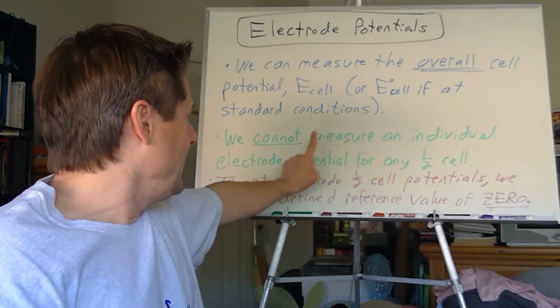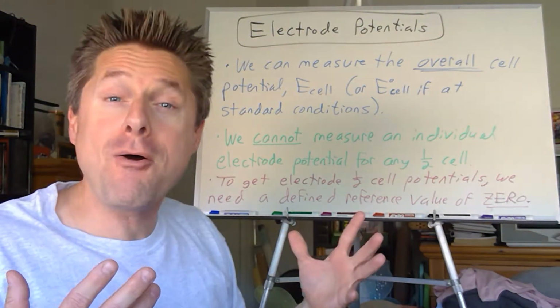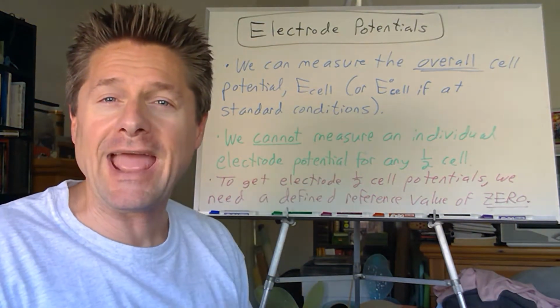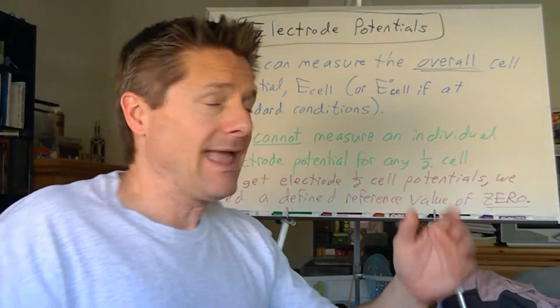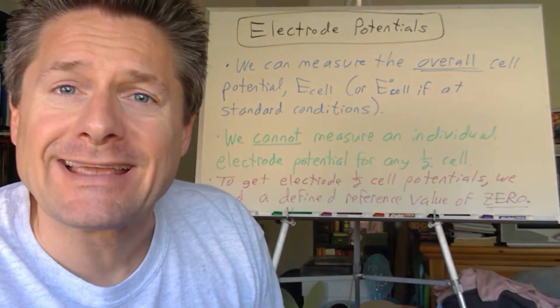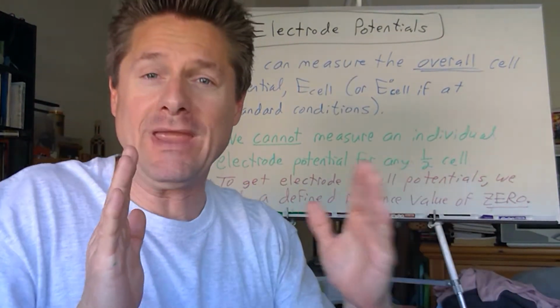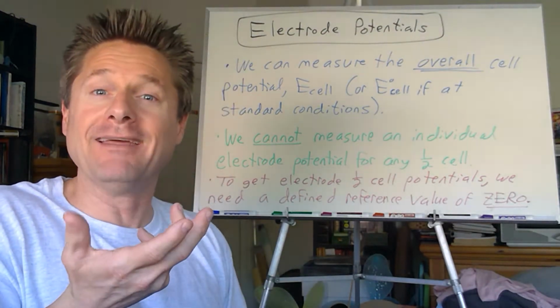But if I want to get an individual electrode, we can't measure that directly. Oh no, right? You cannot measure an individual electrode potential for any half cell. You can't do just the anode by itself, not connected to something. You can't do the cathode by itself, not connected to something, because the whole point is the potential difference between them. If you don't have something connected to it, it doesn't mean a whole lot. You know what I mean?